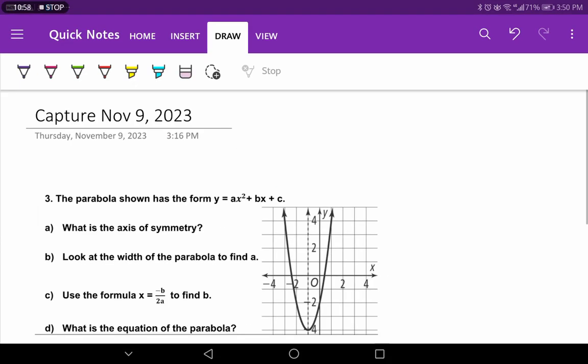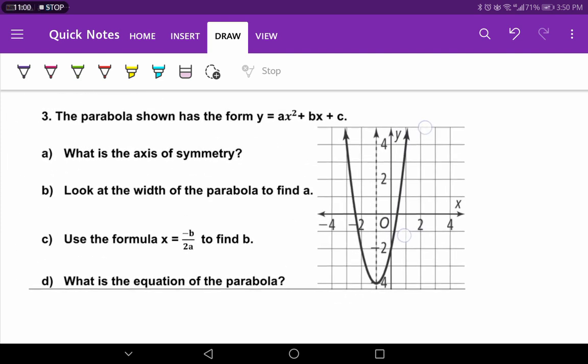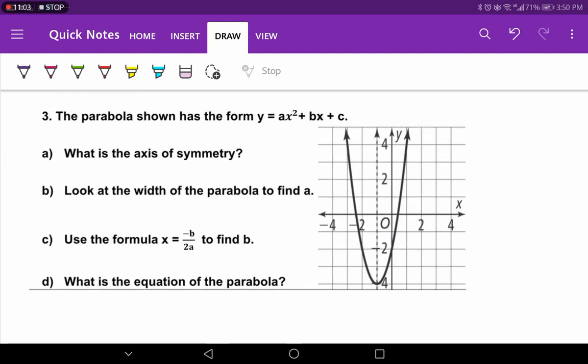Okay, it's better. Here in this example, my dear student, the parabola shown has the form y equals x squared plus bx plus c. What is the axis of symmetry? Clearly, the axis of symmetry is this crossed line, and it passes through this point. And this point is negative 1. So x equals negative 1. We get the mark. Are you happy? See, very hard.